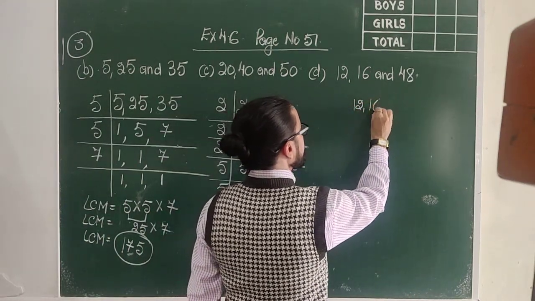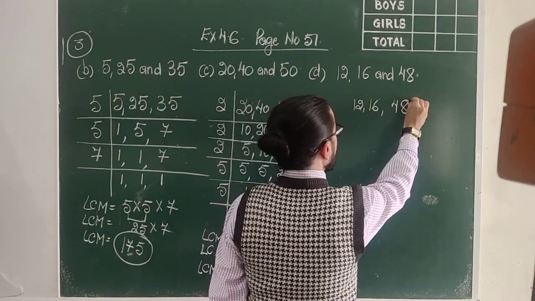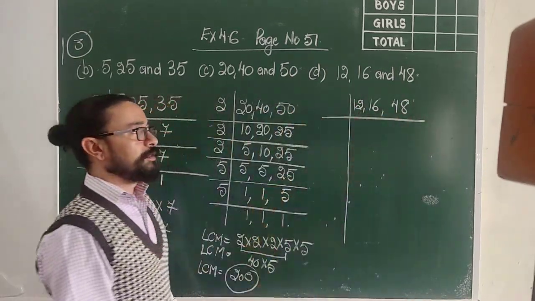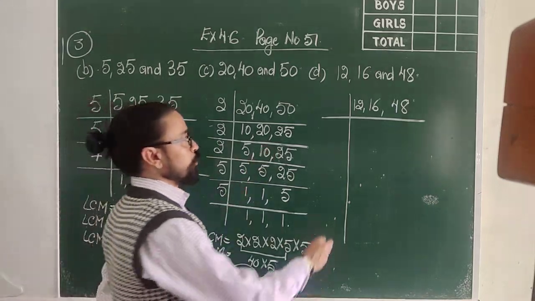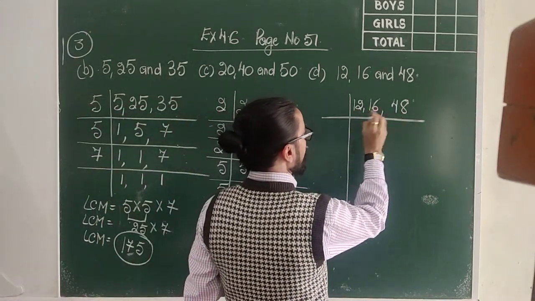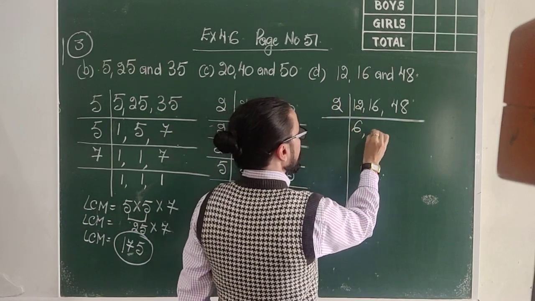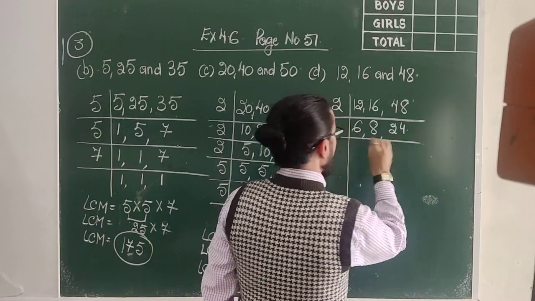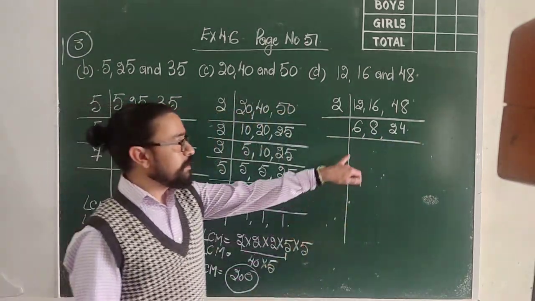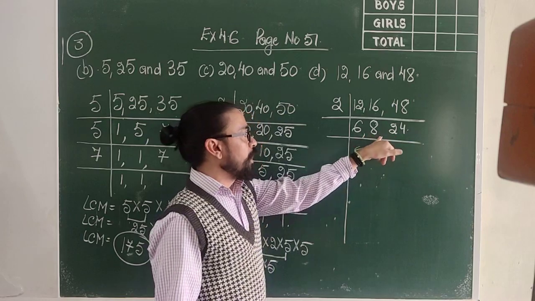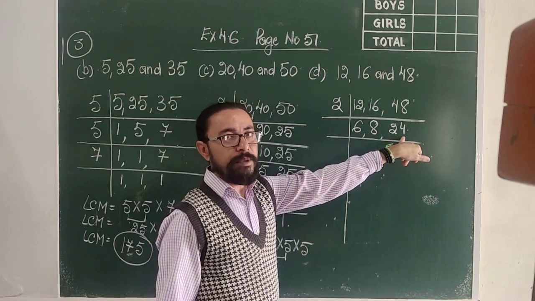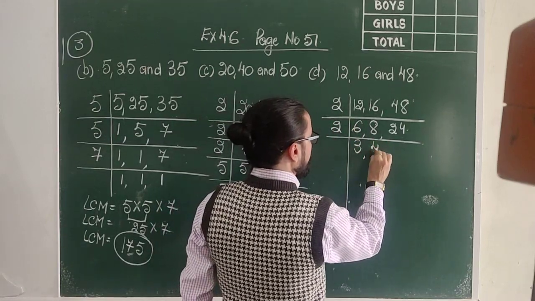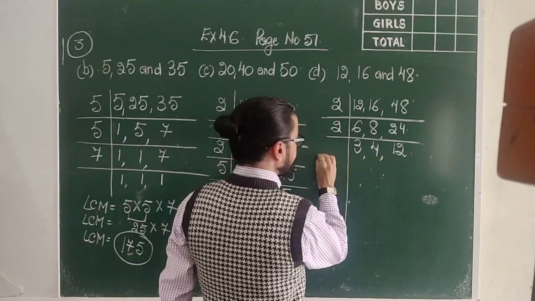12, 16, 48. Does 2 divide any of them? All are divisible by 2 because all are ending with even numbers. So 2 6s are 12, 2 8s are 16, 2 2s are 4, 2 4s are 8. Are they still divisible by 2? Yes, these two are even numbers and this one is ending with an even number, so it is divisible by 2. So 2 3s are 6, 2 4s are 8, 2 12s are 24.